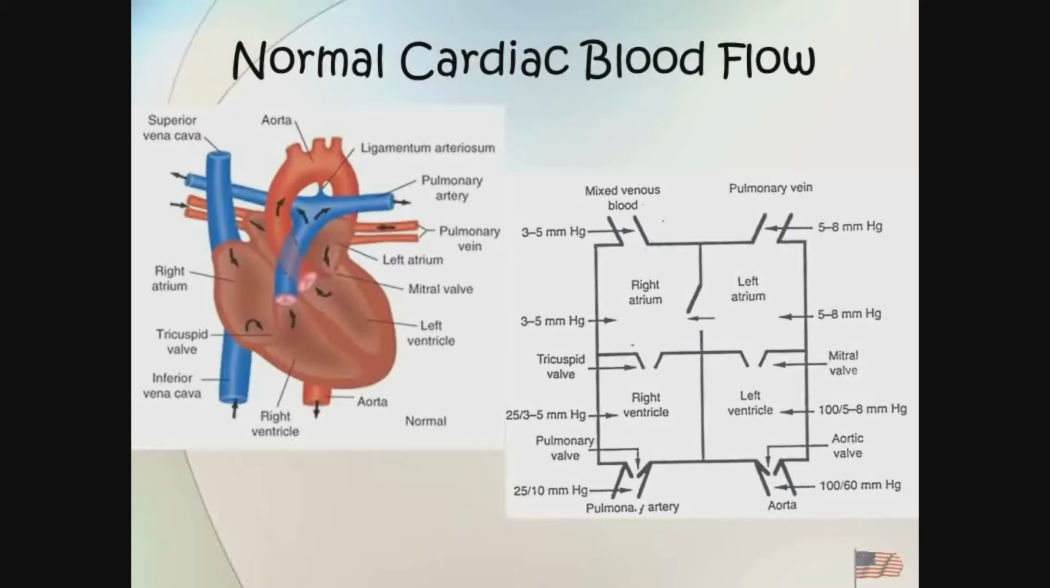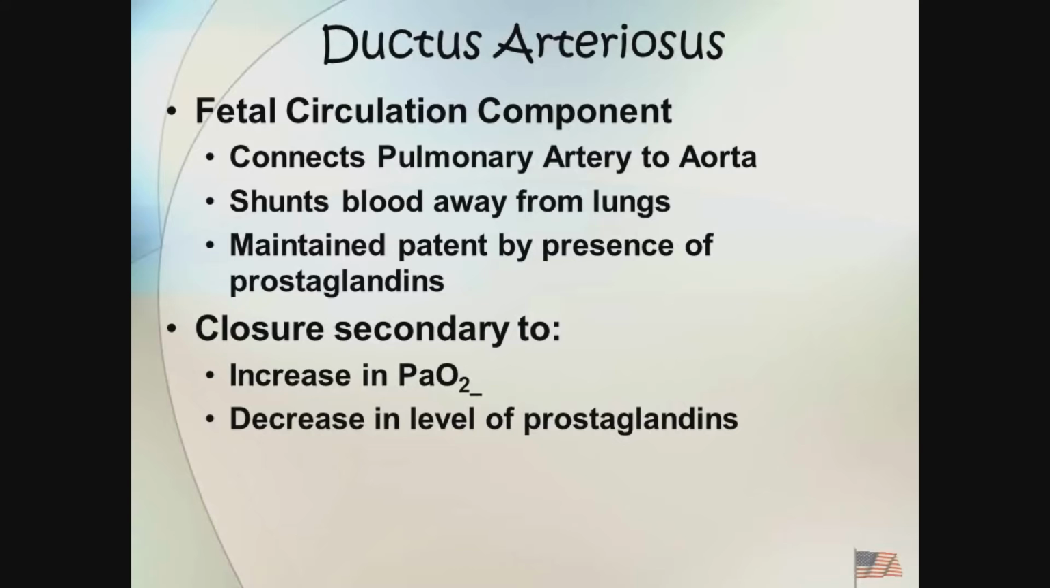So just bear in mind what the normal is. It'll help you to go with the abnormal. So let's talk about the first one, the ductus arteriosus. We know that it's part of the fetal circulation. We know that it connects the pulmonary artery to the aorta. The exact location of that can vary. And it basically is designed to prevent blood flow from going through to the lungs.